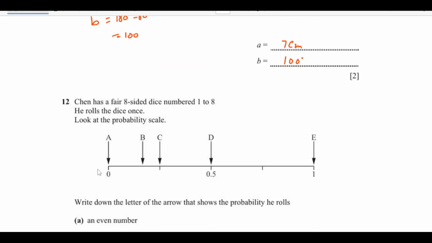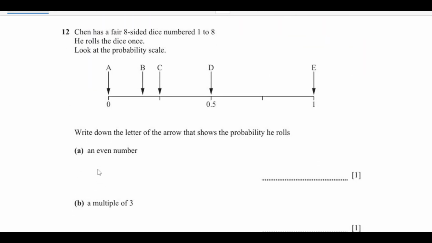Now the next question. Chen has a fair 8-sided dice numbered 1 to 8. He rolls the dice once. Look at the probability scale. Write down the letter of the arrow that shows the probability he rolls an even number. We have to write down the letter, not the probability. So an 8-sided dice has outcomes 1, 2, 3, 4, 5, 6, 7 and 8. We are looking for the even numbers. How many even numbers are there? 1, 2, 3 and 4. We have 4 even numbers out of 8. So this is going to be 4 over 8, which is 1 over 2.